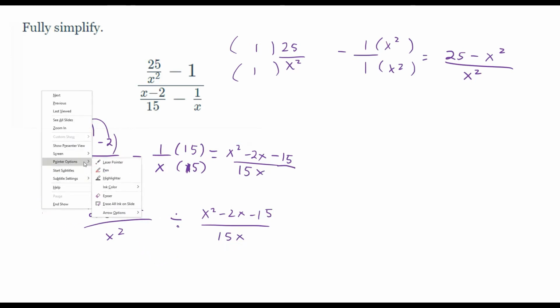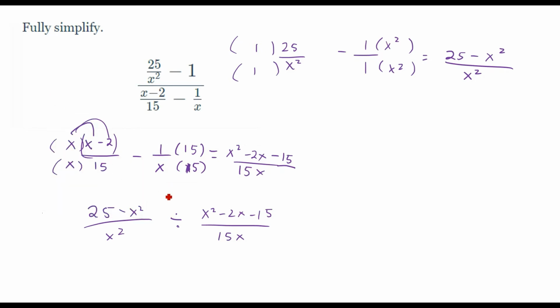Let me change colors again to red. Alright, so what I'm noticing here is that we could probably factor some stuff out. First of all, this x squared minus 2x minus 15, those numbers seem too familiar to me, so I'm going to go ahead and do that first. You can obviously do this in whatever order you like. The only time where order does matter is whenever you're using PEMDAS, because it's order of operations.